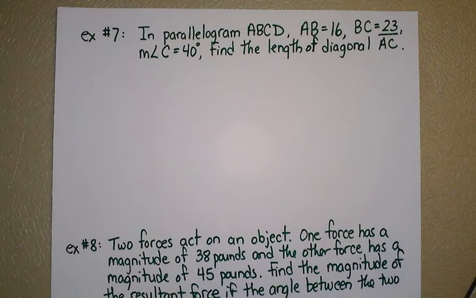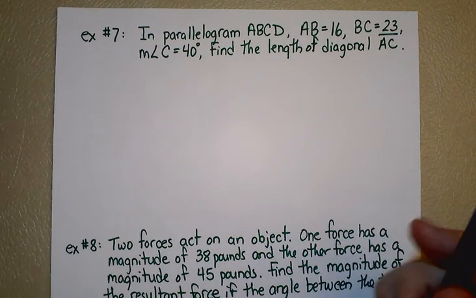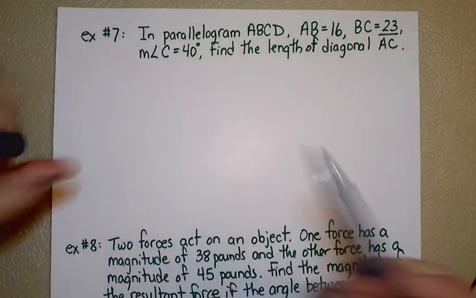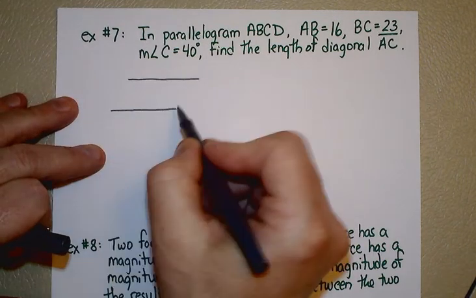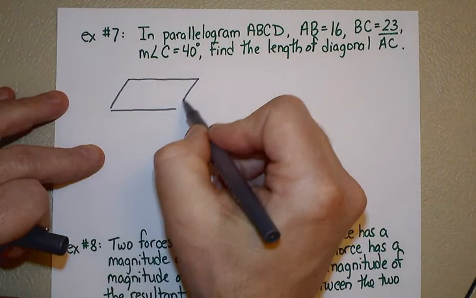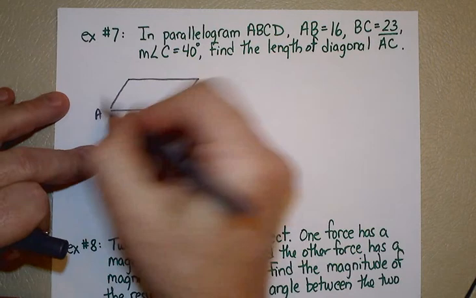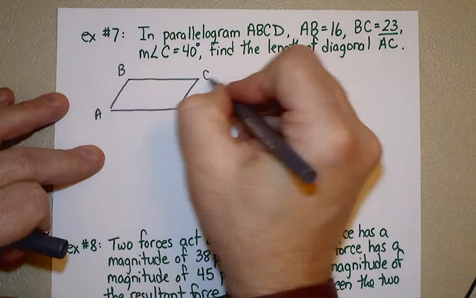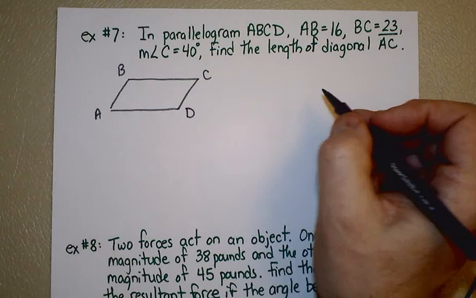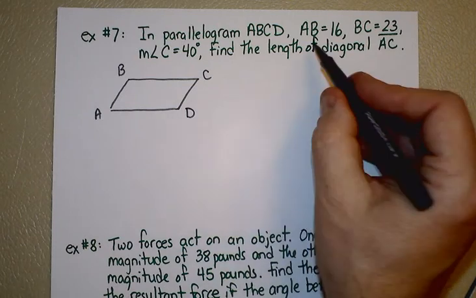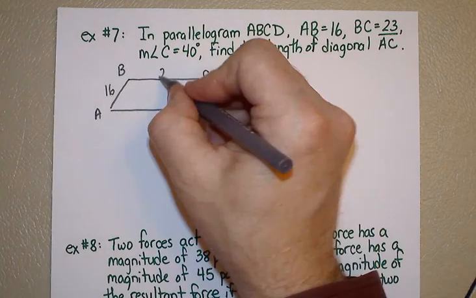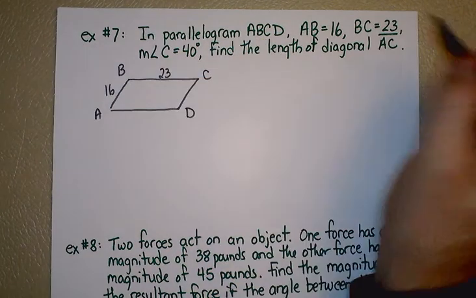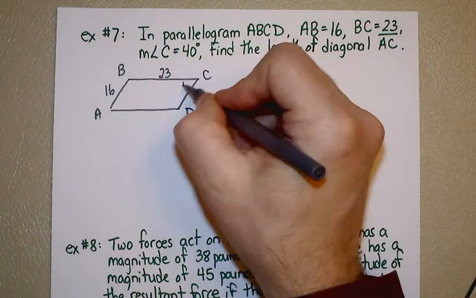So in example number 7, we have a parallelogram ABCD. As soon as you have an object and it's not drawn out, please draw it out. A parallelogram is that tilted rectangle, okay? And once you start to label the parallelogram, continue to go all the way around. Do not go through or across. So there's my parallelogram. AB is 16, so this side is 16. BC is 23, that side's 23. The measure of angle C is 40, so that angle is 40.